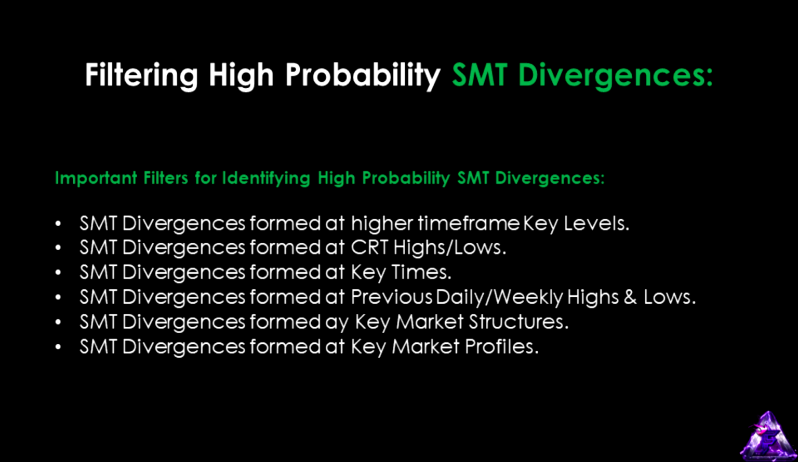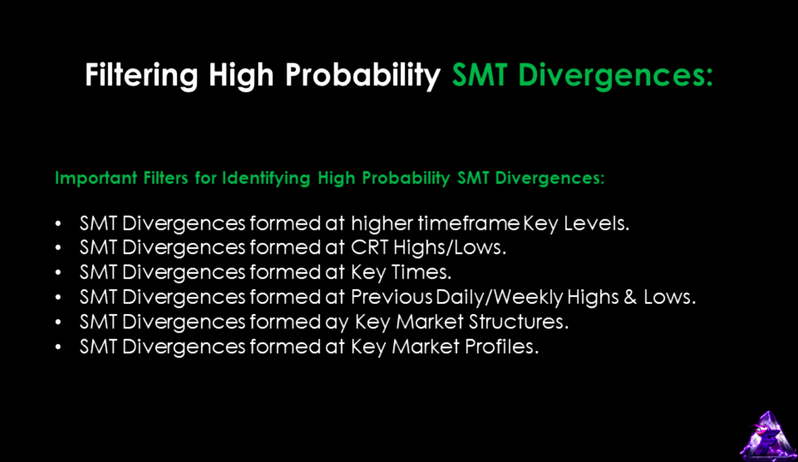Also, there should be a proper narrative built around the SMT. High probability SMTs often form during specific market profiles, such as manipulation or reversal profiles, especially when they occur at key times, like the London or New York Open, and also test key levels. If there's an SMT at such a profile, it confirms the setup. A discrepancy between two correlated assets further confirms the SMT and can indicate a potential reversal.